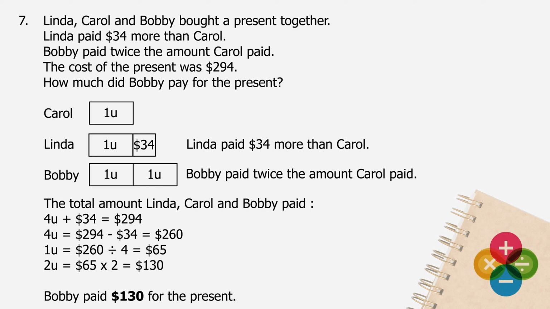The total amount Linda, Carol, and Bobby paid will be 4 units plus $34, which is equal to $294. 4 units will be, subtract $294 from $34, and the difference is $260. 1 unit will be, divide $260 by 4, and the quotient is $65. 2 units will be, multiply $65 by 2, and the product is $130. Bobby paid $130 for the present.